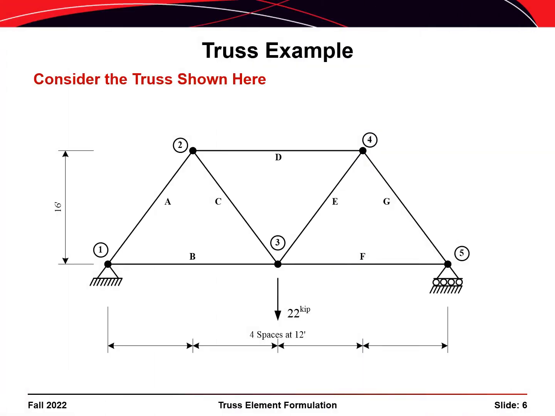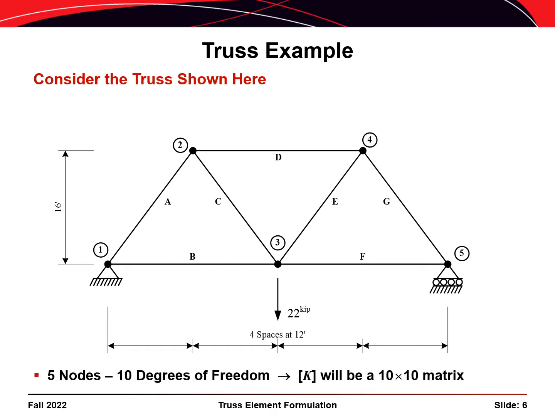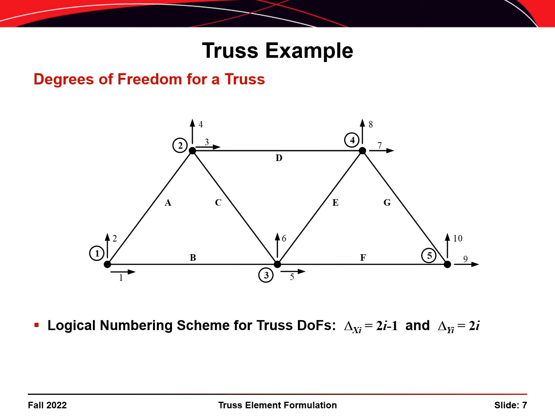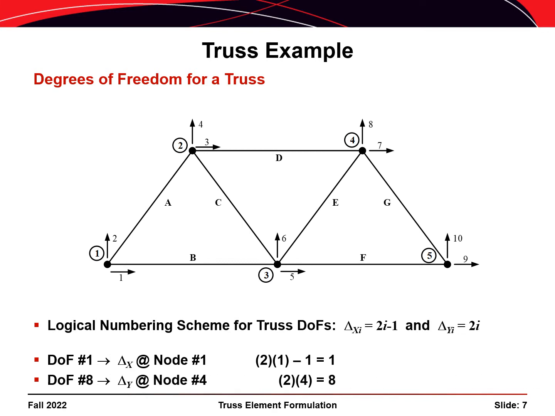Let's take a look at the truss shown here. It's a 5-node truss with 7 members. So with 5 nodes, there are 10 degrees of freedom, and the stiffness matrix K will be a 10 by 10 matrix. If we identify the degrees of freedom like you did in the first homework assignment, then we can label those degrees of freedom as is shown here, where the horizontal displacement at each node is numbered 2 times I minus 1, and the vertical displacement at each node is numbered 2 times I, where I is the node number. For example, the first degree of freedom would be delta x at node 1, and the 8th degree of freedom would be delta y at node 4.